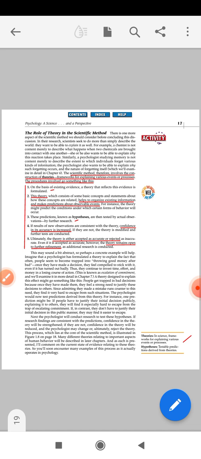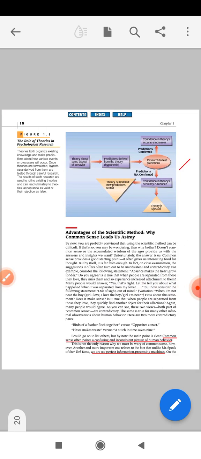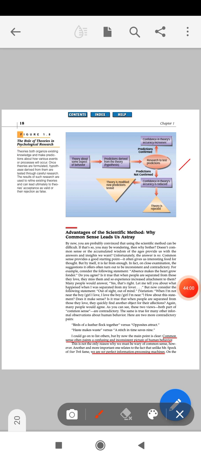About theories, we have already studied that a theory comes with a hypothesis. The first part of the hypothesis is the theory which we want to test, and the second part is the actual hypothesis about which we want to know the answer.